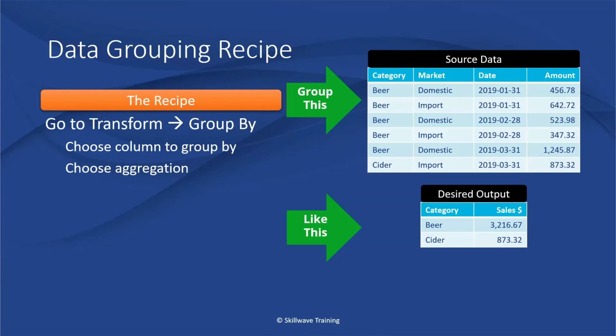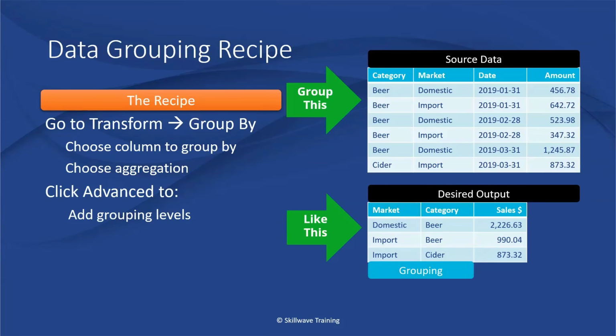What's really cool too, though, is that there's also some advanced options inside the grouping dialog. In there, you can add grouping levels. So maybe we say, look, you know what? I don't want to group it just down to beer and cider level. I actually need to know whether or not it's a domestic or an import. Well, no problem. We'll just add the market as one of the grouping levels. We can do that, and it now breaks that beer down into its domestic and import components.